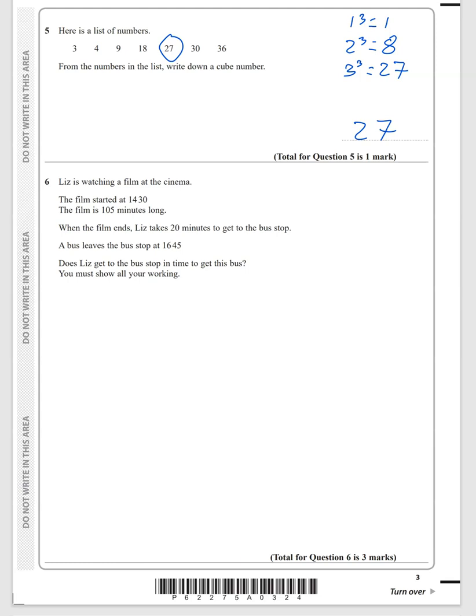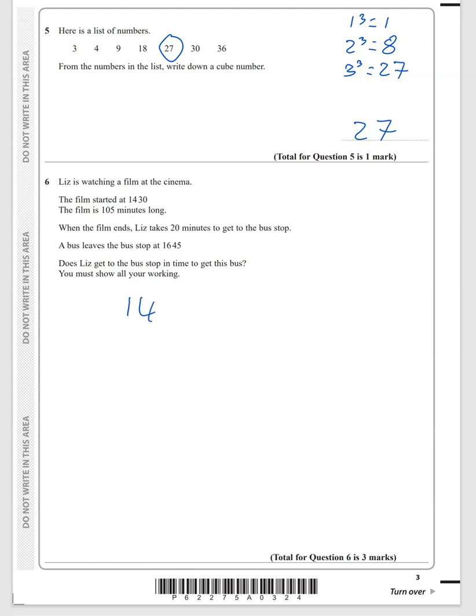Right, Liz is watching a film at the cinema. The film starts at 14:30. The film is 105 minutes long. When the film ends, Liz takes 20 minutes to get to the bus stop. A bus leaves the bus stop at 4:45. Does Liz get to the bus stop in time?